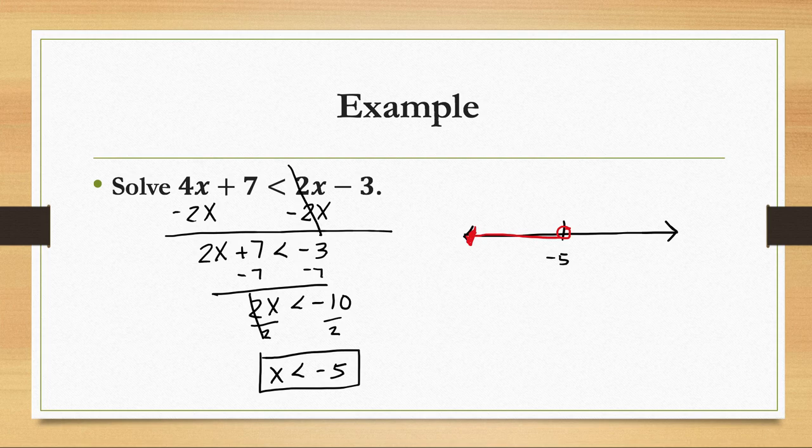Our interval notation, again, we're going to start shading on the left part, which is going to be the negative infinity. And we're going to shade all the way to negative 5. Since the negative 5 is not included in the answer set, we're going to use a parenthesis. And remember that infinities always get parentheses.